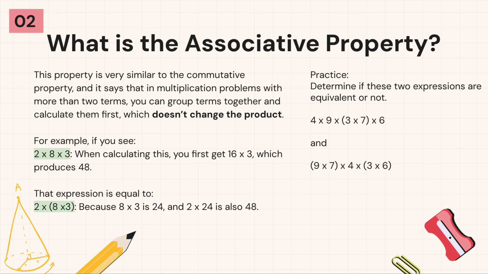Okay, now that you've done the problem, you should get that these two expressions are indeed equivalent. What you could have done is calculate it and figure out the product, or you could have looked at the associative property and seen that no matter what you multiply first, so basically no matter what's in these parentheses, it doesn't affect the product. And since the values being multiplied are all the same, you can see that the product will be the same.